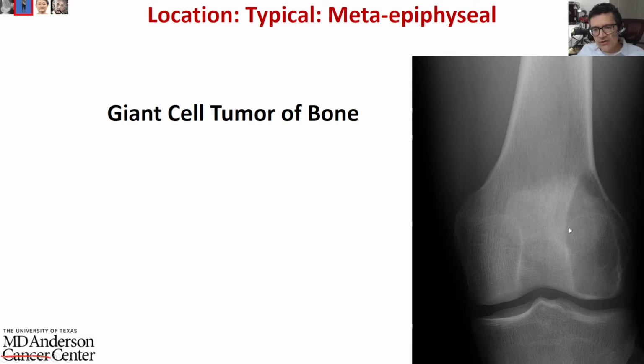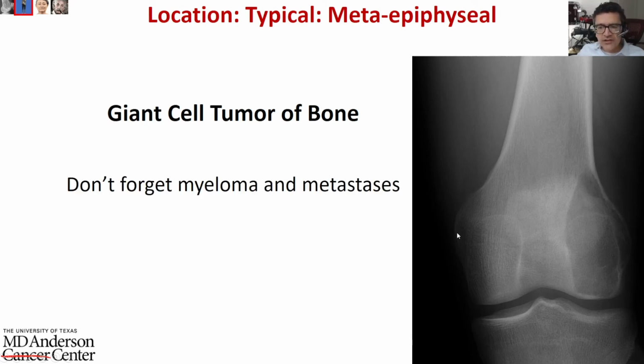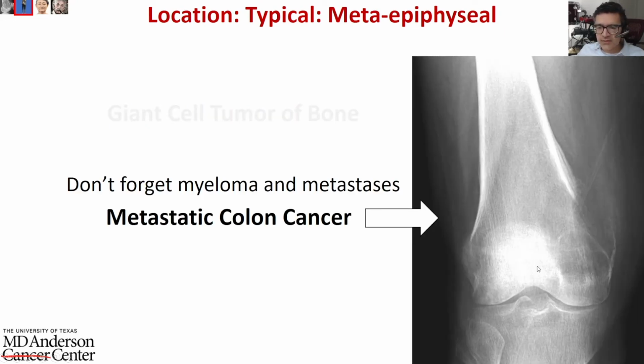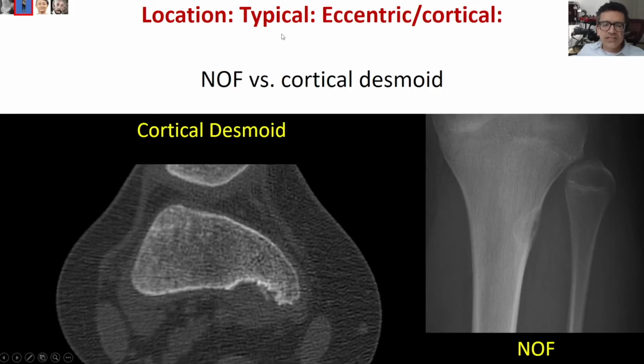This is your 1B margin, typical location, giant cell tumor of bone. Make sure you're not fooled by location because mets and myeloma can appear anywhere. This is a much more aggressive lesion, with cortical disruption and multilamellated periosteal reaction in a patient with metastatic colon cancer. Again, if you see eccentric or cortical lesions in the distal femur, you want to think of cortical desmoid. Non-ossifying fibromas are your typical eccentric lesions. They can have this bubbly appearance.